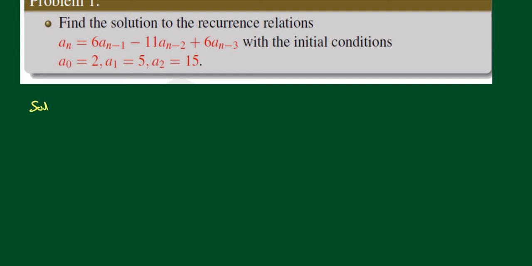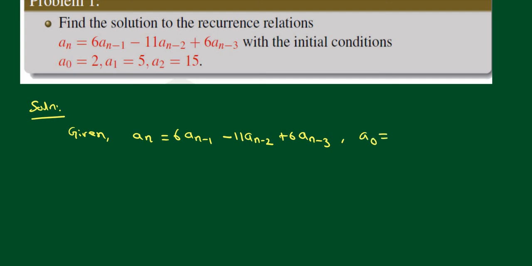So solution: I am writing the given equation as it is. The given equation is a_n is equal to 6 a_(n-1) minus 11 a_(n-2) plus 6 a_(n-3). The initial conditions given to you are a0 equal to 2 and a1 equal to 5. Finally, you have a2 equal to 15.